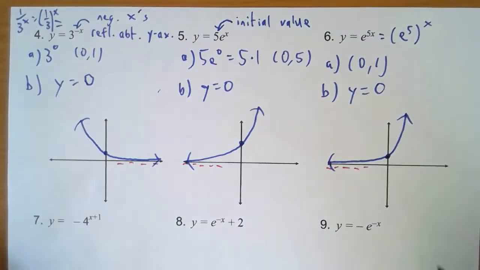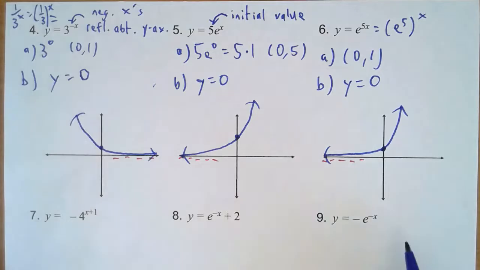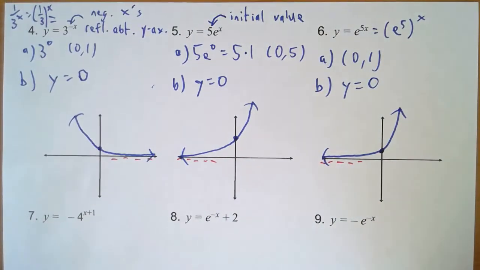Okay. So why don't you go ahead and try 7, 8, and 9 now. Think about where the y-intercept is. Think about the horizontal asymptote. Think about the shape of the graph. Make sure you account for any negatives, any kind of reflections that have happened, and give us a sketch of the graph for 7, 8, and 9.